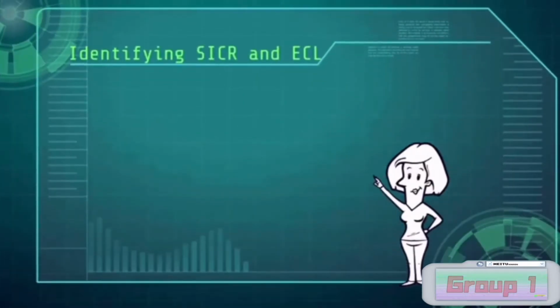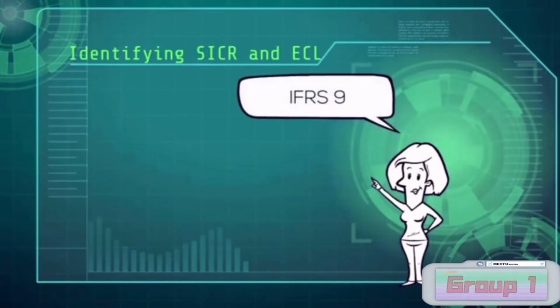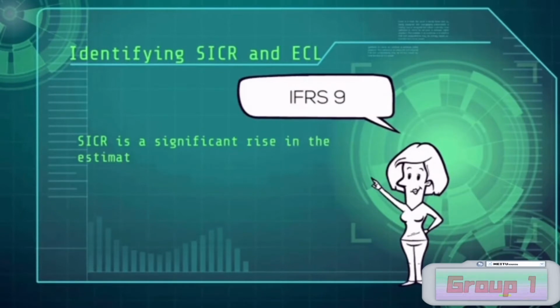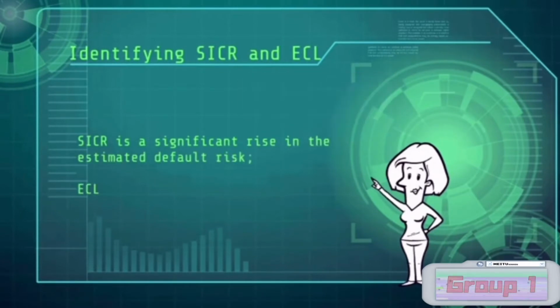Now let's talk about the meaning of SICR and ECL. In the context of IFRS 9, SICR is a significant rise in the estimated default risk over the remaining expected life of the financial instrument. ECL is the expected credit losses that result from default events.